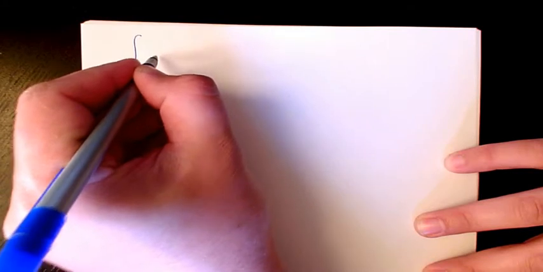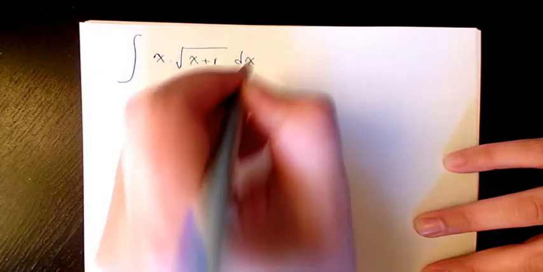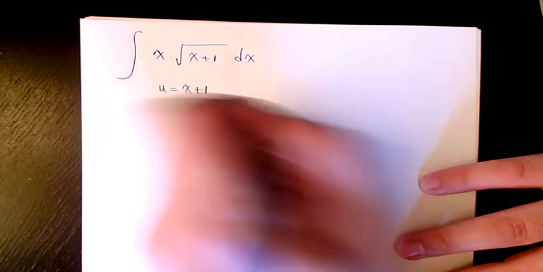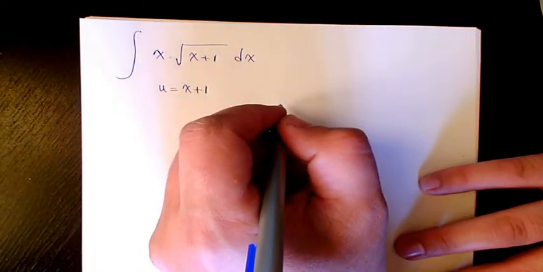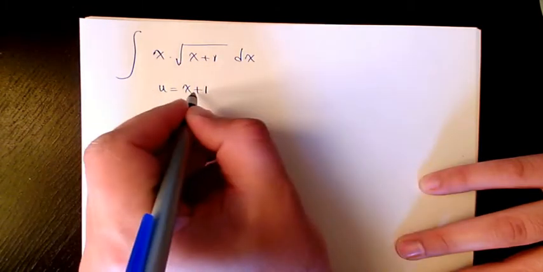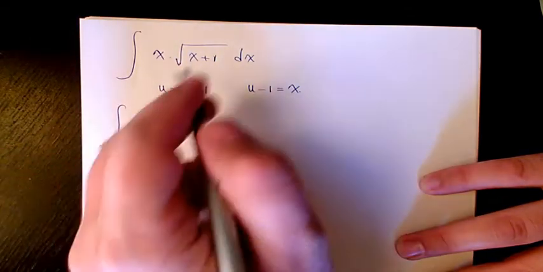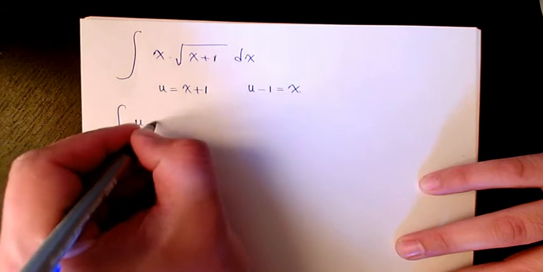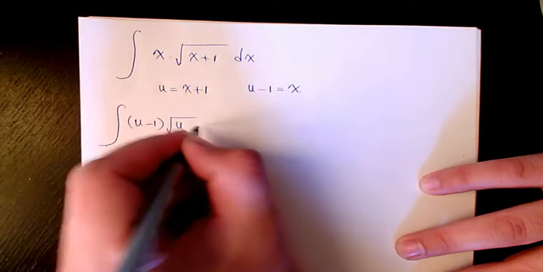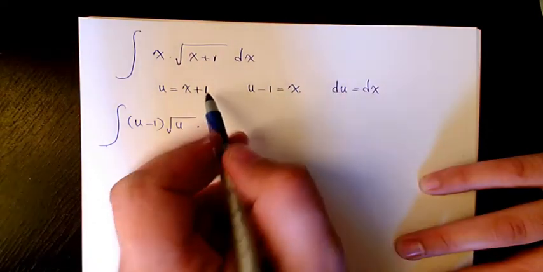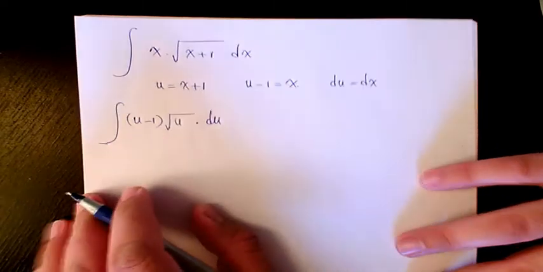Next example is the integral of x times square root of x plus 1 dx. So I'm going to consider u equals x plus 1. Then we can say u minus 1 is going to be equal to x. So therefore we have u minus 1 times square root of u times dx. What is dx? du is going to be equal to dx, since the derivative of 1 is 0. So I'm just going to have du there.